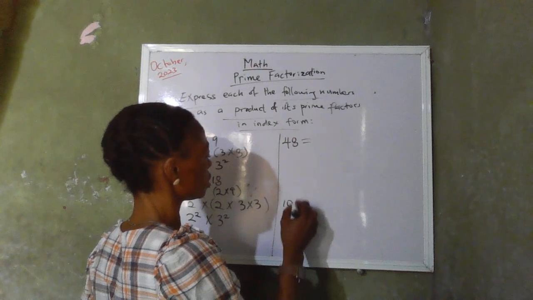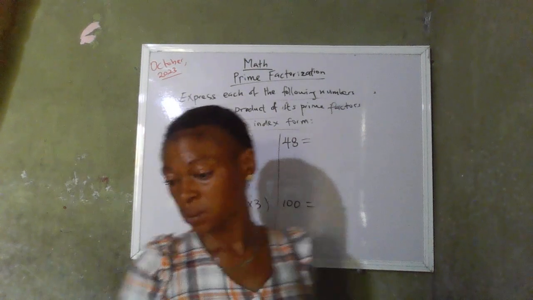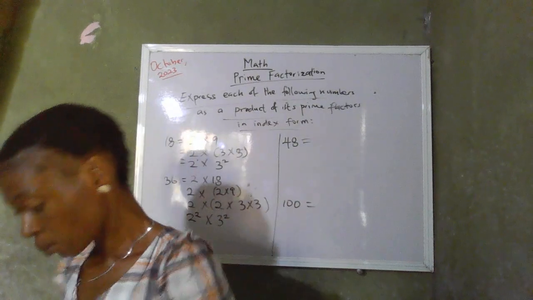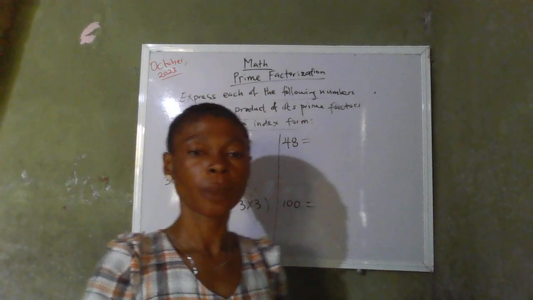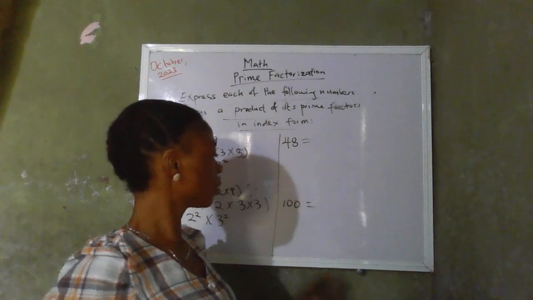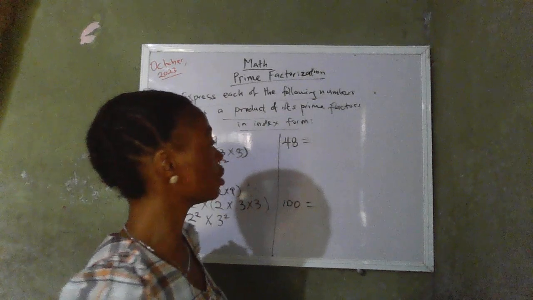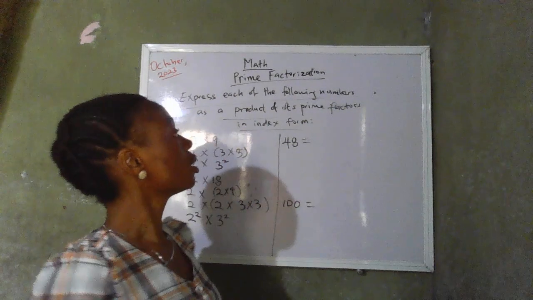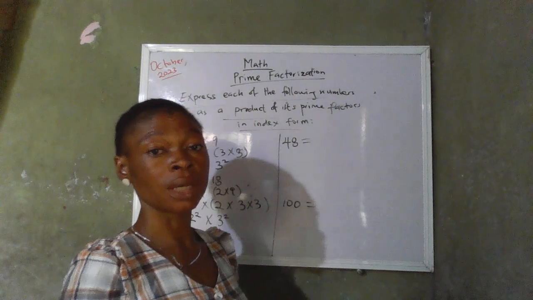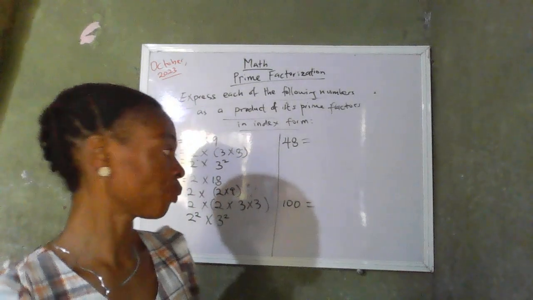Okay, a few more seconds to go. I've added 100 to it. Express 100 also as a product of its prime factors in index form.